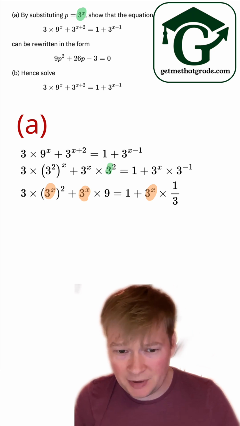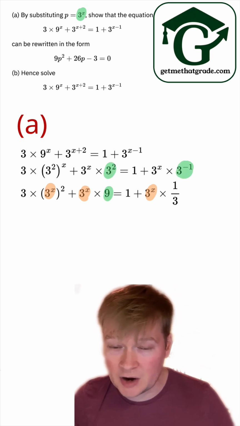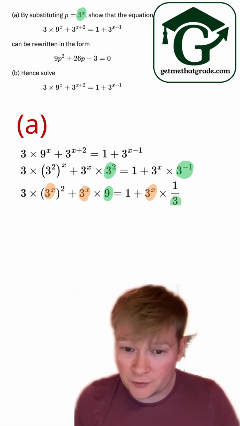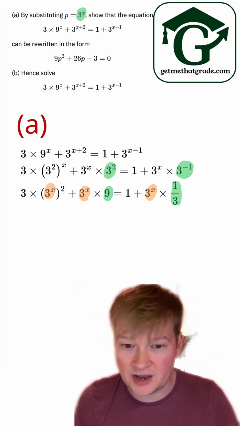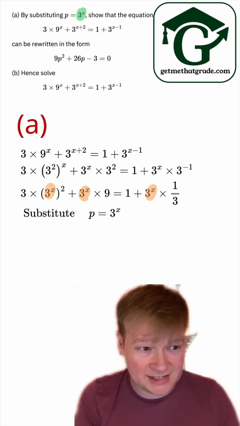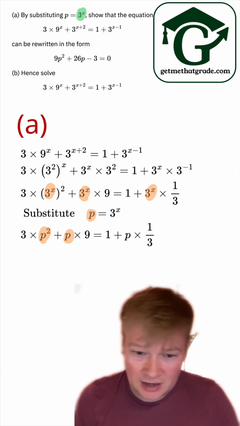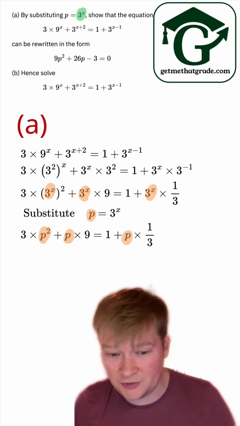I've also simplified 3 squared, 3 times 3 is 9, and you should know that 3 to the power of -1 is 1 over 3 to the power of 1, so it's 1/3. Okay, so I'm going to replace all of these items highlighted in orange with p. So I've got 3p squared plus p times 9 equals 1 plus p times 1/3.